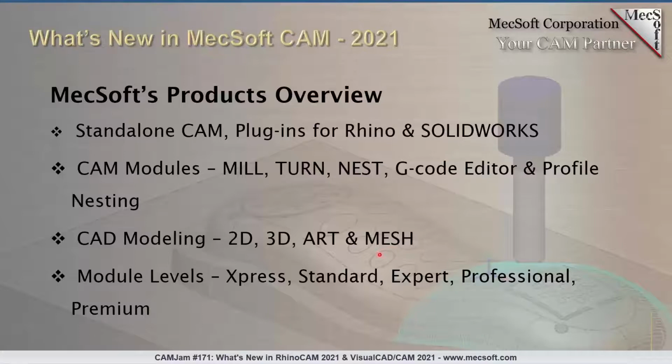And finally, a little bit about the module levels. We have different levels depending on your needs and your budget. We start with the Express, which is the least expensive product, and obviously it's got the least amount of functions. And as you get more sophisticated, you can step up to Standard and Expert, Professional, and Premium. Premium is our full-blown, which has got everything in our arsenal, basically, and it goes all the way in milling, from 2.5 axis all the way up to 5 axis continuous milling. So that's pretty much a quick overview of our products.